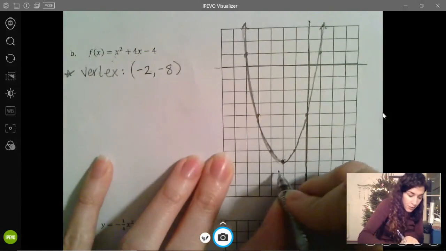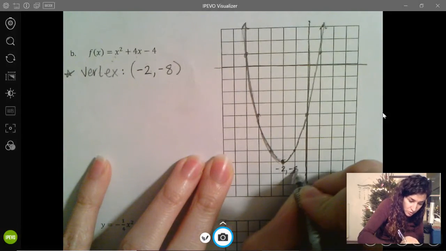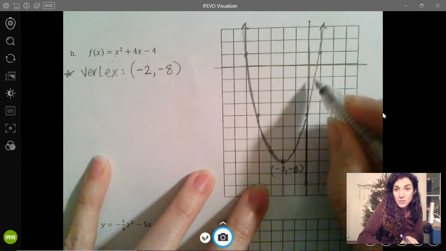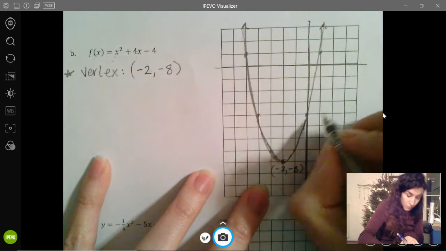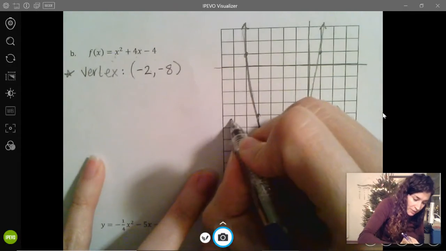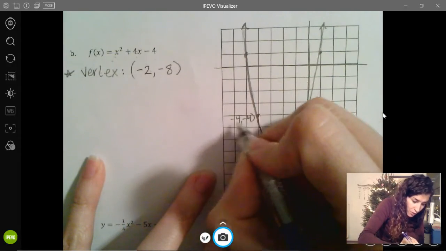So we can label a few points here. We've got our vertex, which is -2, -8. We found the y-intercept, which is 0, -4, which means this guy would be -4, -4.